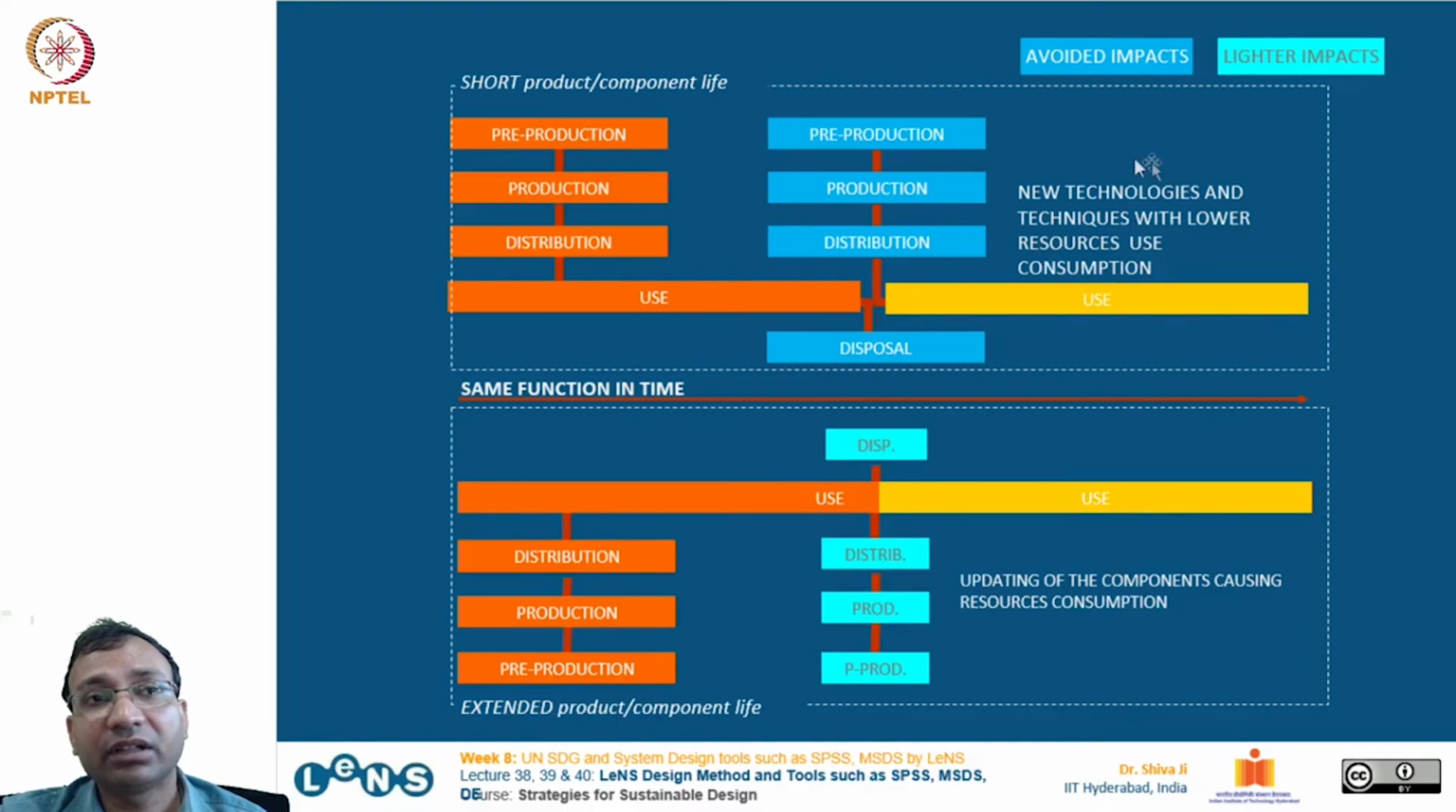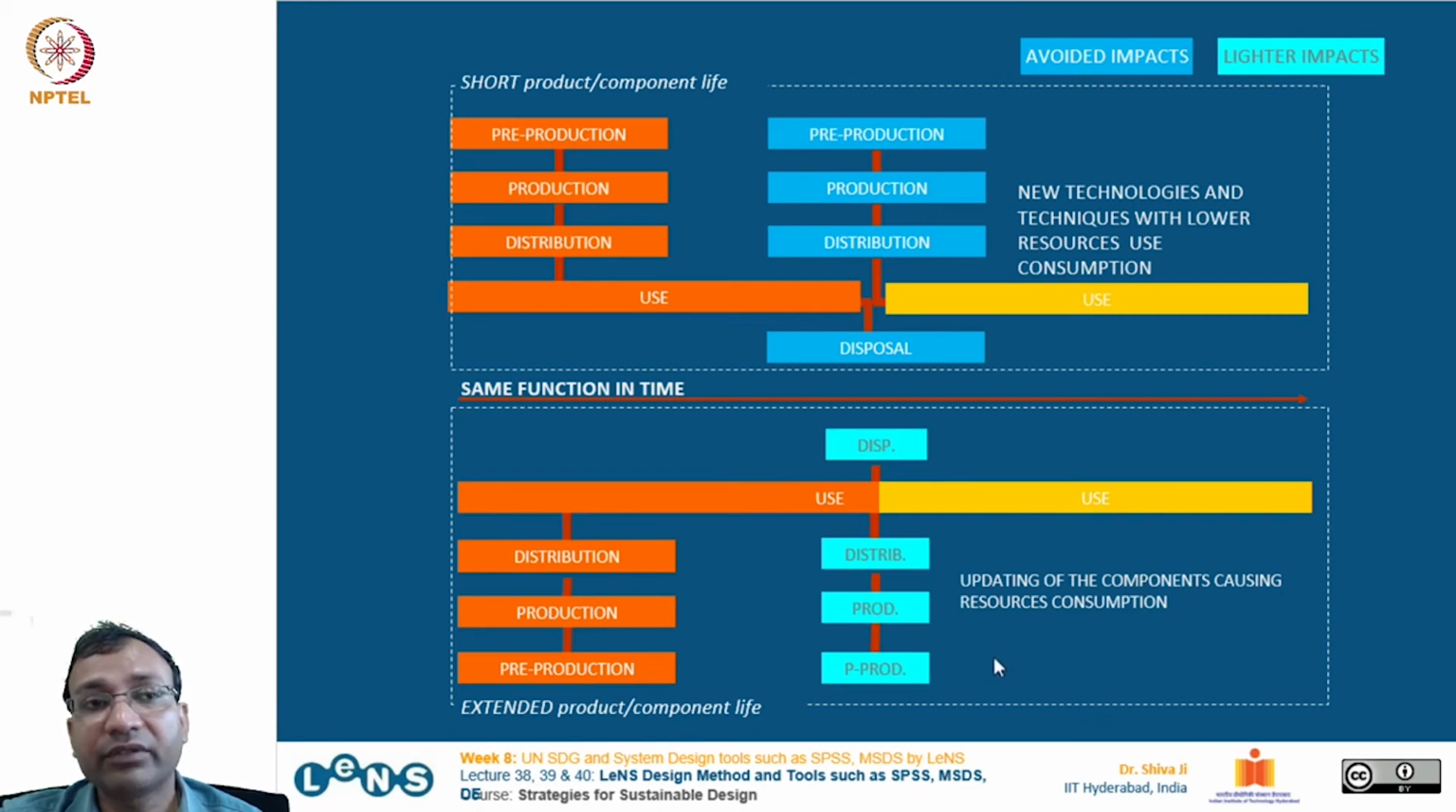So if you see on this parameter, new technologies and techniques with lower resource consumption. At the end of it they go for disposal, and the same function in time, if you see. The disposal is relatively smaller, the usage is longer, then comes the distribution, production and pre-production. So it gets inverted, so updating of a component causes resource consumption.